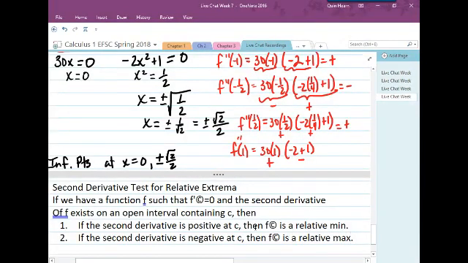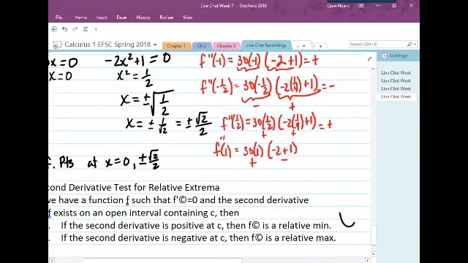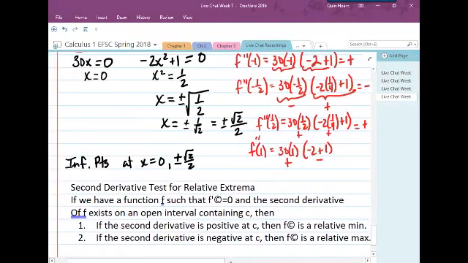And that makes sense, right? Because if the second derivative is positive, then what that means is we have a valley, and so there must be a minimum. It's concave up and there's a bottom. If the second derivative is negative, then the original function's concave down, which means that it's a hill and we have a maximum.